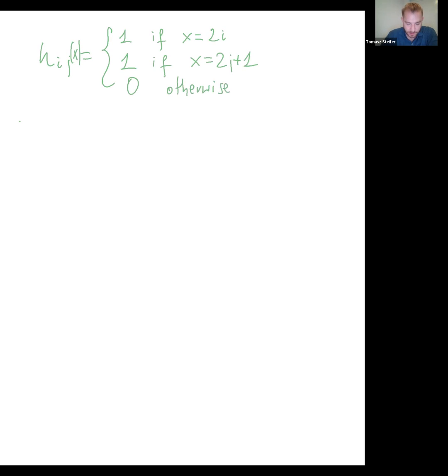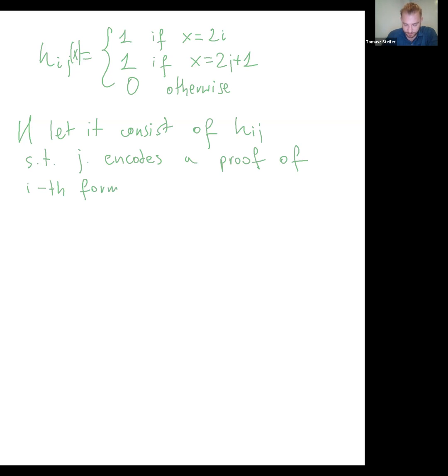And now let H consist of functions of this type such that J encodes a proof of the formula I of, for example, Peano arithmetic. So a sufficiently expressive theory which will be undecidable.